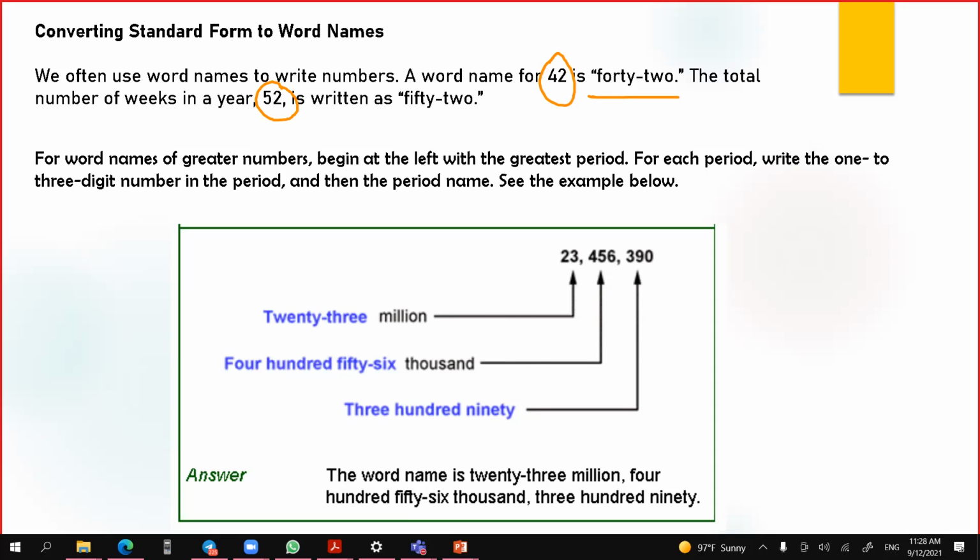The first step, look at the greater numbers. Begin from the left. Okay? Now look here. Let's start with the million periods. You have to say 23. Now be careful. Inside one period, you can put a dash. So 23 million.